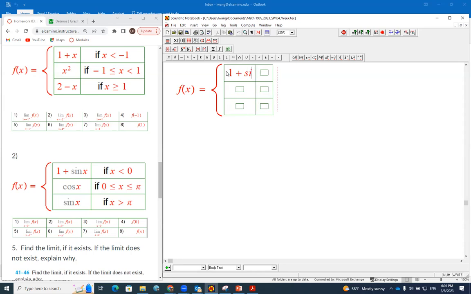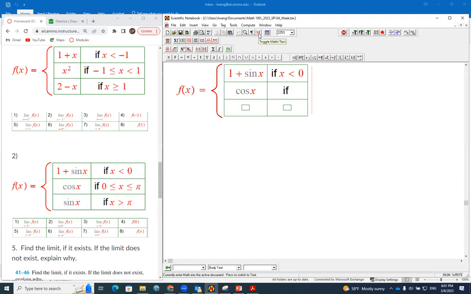So 1 plus sine x if x is less than 0. And this one is cosine x if 0 is less than or equal to x less than or equal to pi. And the third case is sine x if x is greater than pi. Okay, so that's the function.